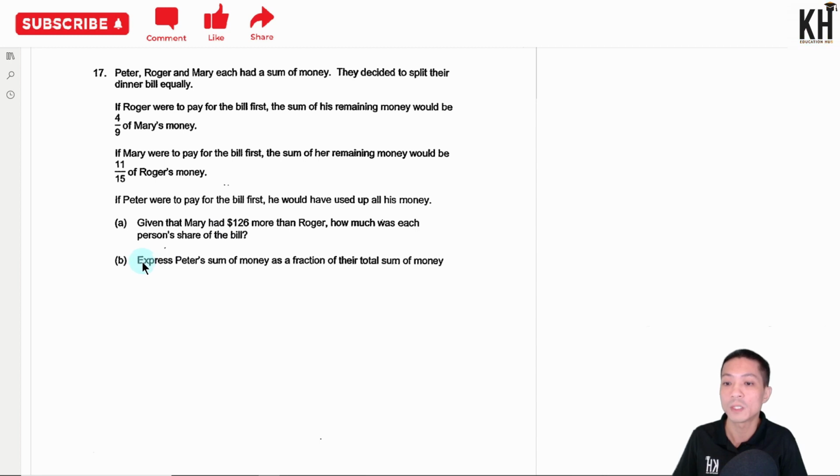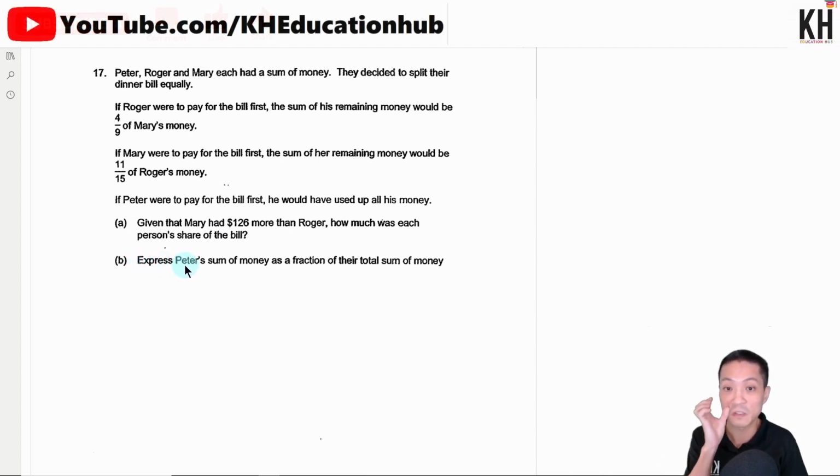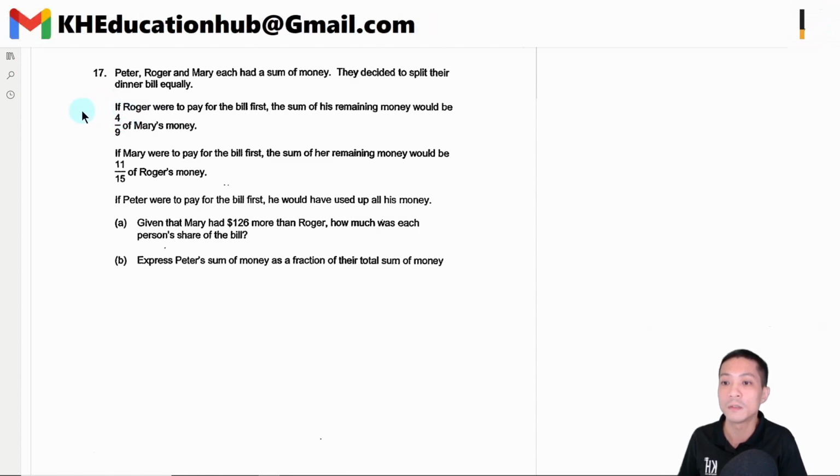Okay, and then part B, express Peter's sum of money as a fraction of their total sum. Okay, let's try to do part A first. I'm going to try and draw the model for this, and then I'm going to try and compare them.